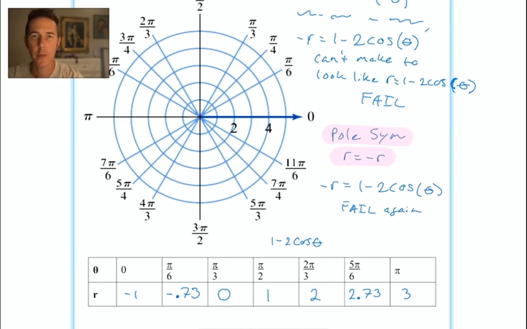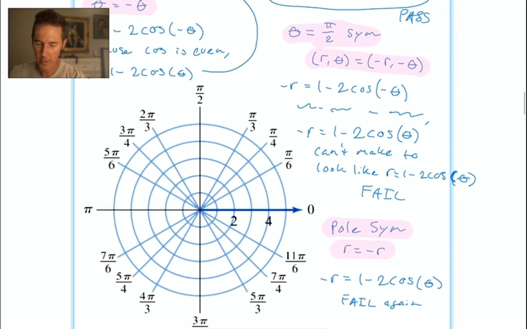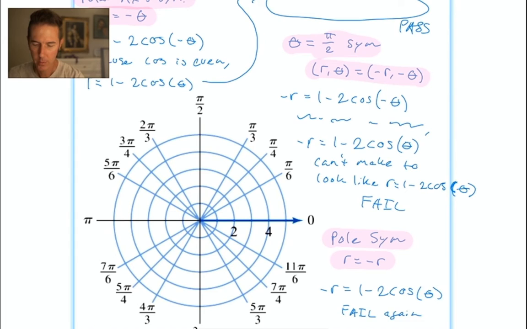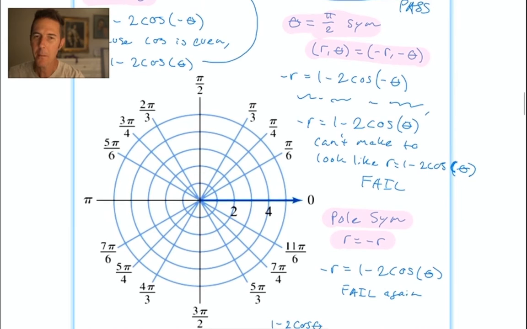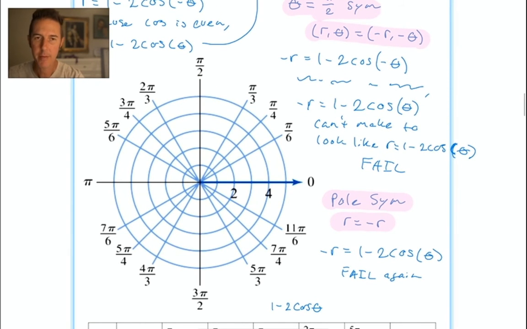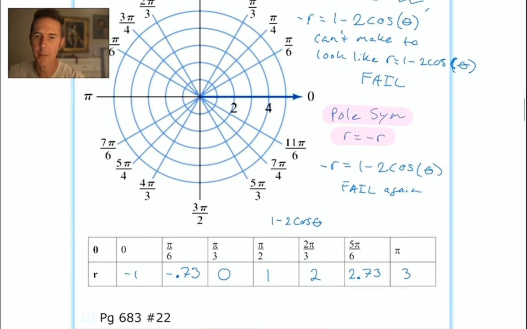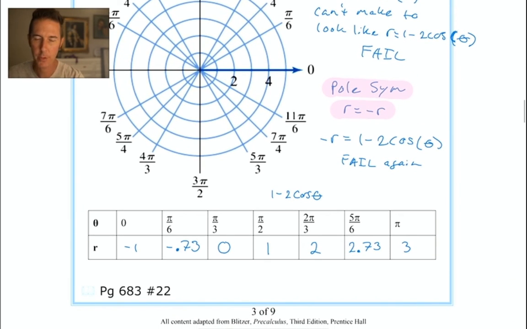again. Now remember that when you pass a symmetry test, the graph will exhibit that type of symmetry for sure. So this graph that we're about to draw will definitely have polar axis symmetry. It may or may not, however, have theta equals pi over 2 symmetry, and it may or may not have pole symmetry. Because the equation failed those tests, we didn't glean any knowledge from that. Okay, still may or may not exhibit those kinds of symmetry.